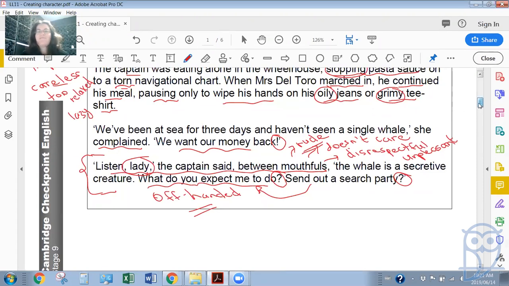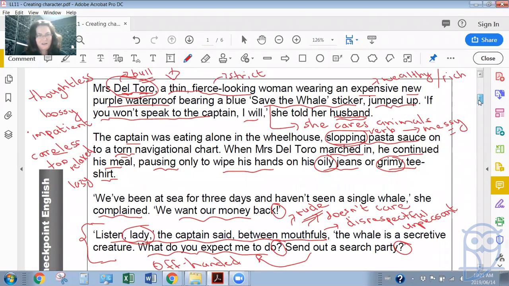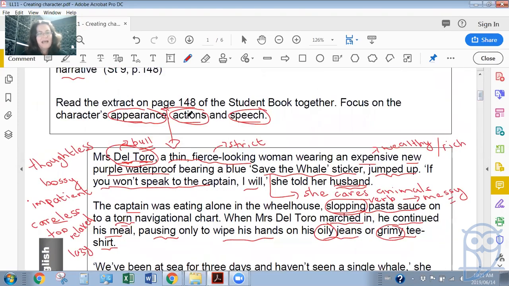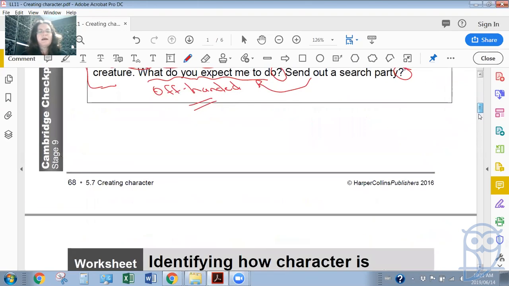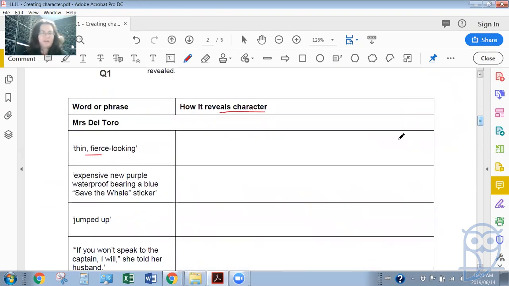All right, so we have been able to tell a lot of things about two characters simply from what they're wearing, the way they do things, and what they say. That's very, very interesting. So it's all about appearance, actions, and speech. So you've got to do that when you create your characters in an essay at the end of your paper 2 progression test. All right, so that was the example of the chart, and they would have looked at things that we've just been looking at.